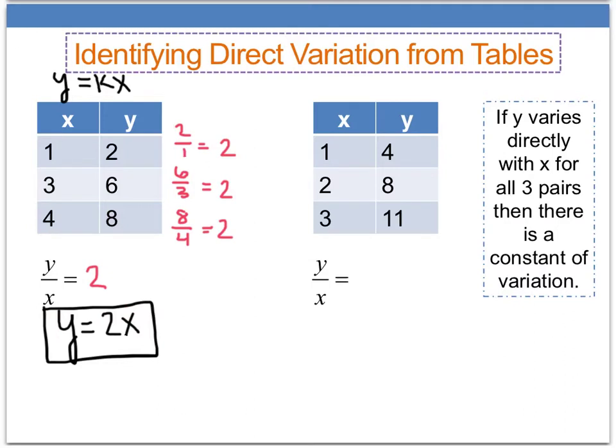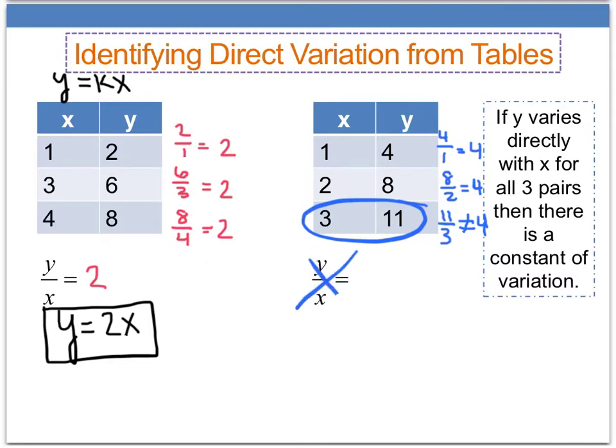Alright, so now let's see if this table of values represents direct variation. So again, we're going to check y over x. We get 4 over 1, well that's equal to 4. We get 8 over 2, well that's equal to 4 also. And then we get 11 over 3, which is not equal to 4. Okay, so this set of values here is causing me not to vary directly. So I am not able to represent this as direct variation.